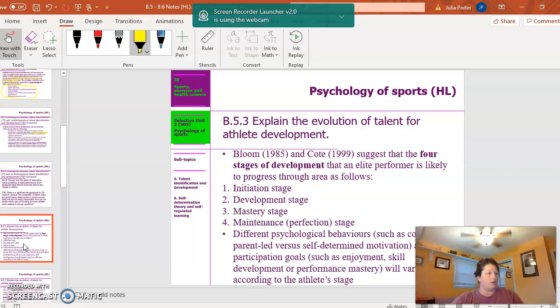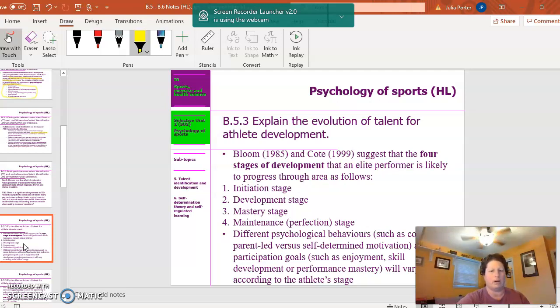As we move along, we look at the evolution of talent in athletic development. Athletes develop over time. You don't just wake up one morning and think, oh, I'm going to be the next LeBron James, or I'm going to be the next Eli Manning. It just doesn't happen. So you have to develop.